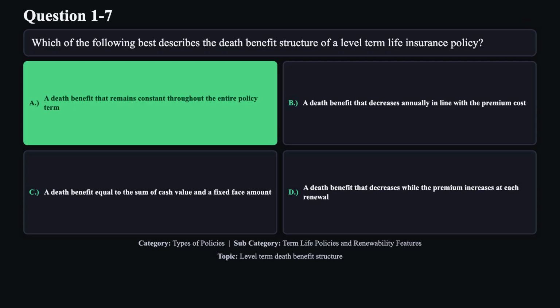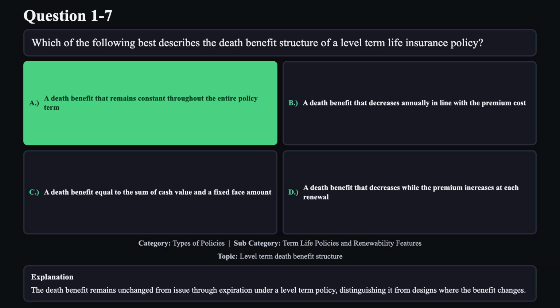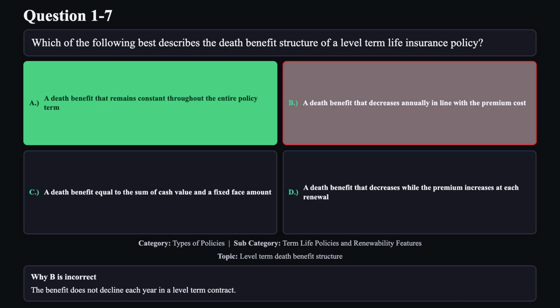The correct answer is A. The death benefit remains unchanged from issue through expiration under a level term policy, distinguishing it from designs where the benefit changes. Reason B is not correct. The benefit does not decline each year in a level term contract.